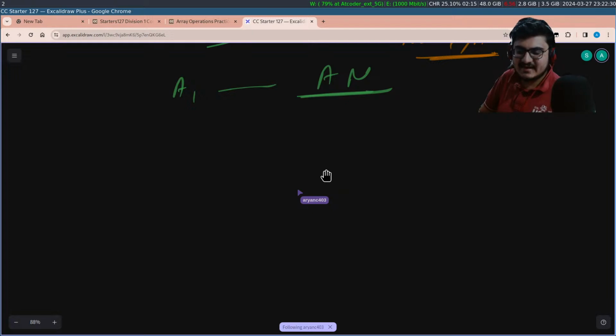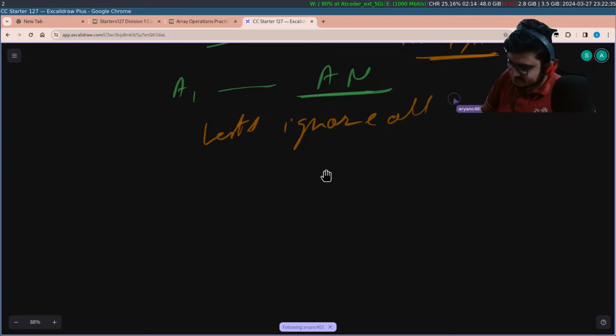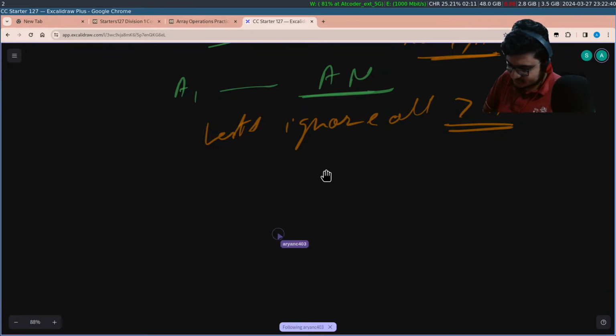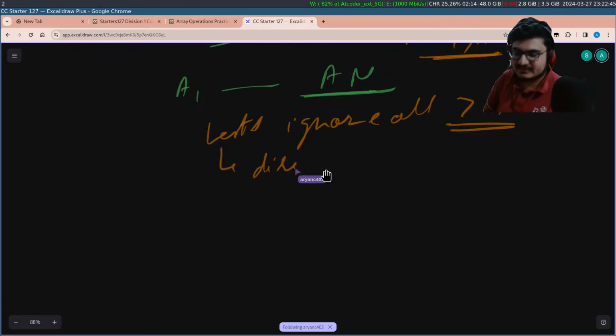Then the first idea is let's ignore all numbers greater than h, and we can directly add these to the count. Our idea is we will try to make as many numbers greater than or equal to h as possible. Then we will look at whether the count of numbers formed so far is greater than or equal to h. If so, we return yes, otherwise no.